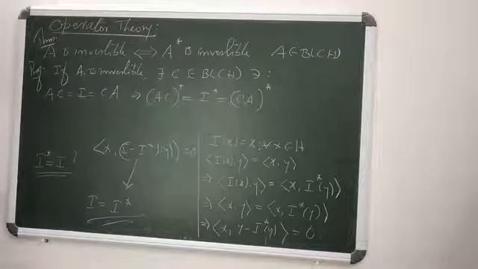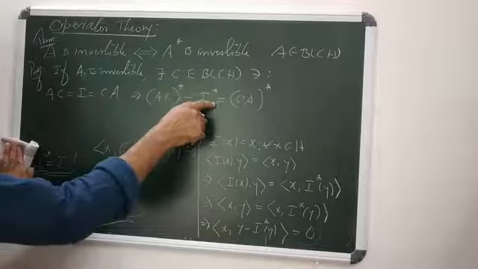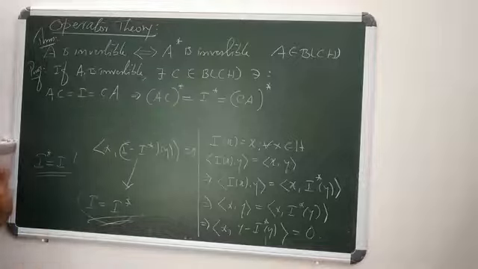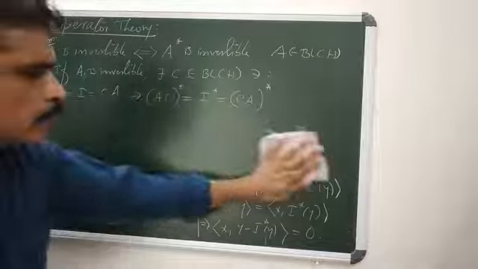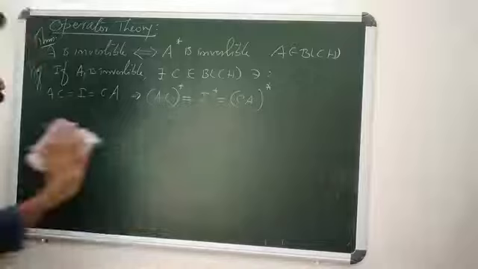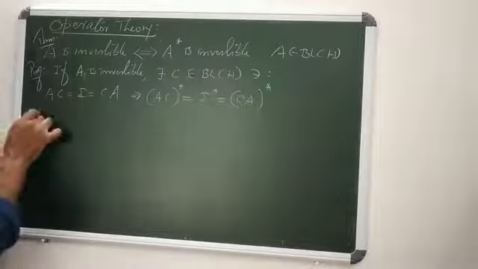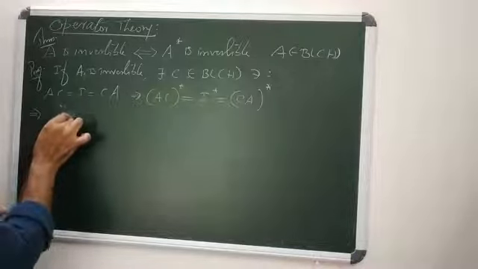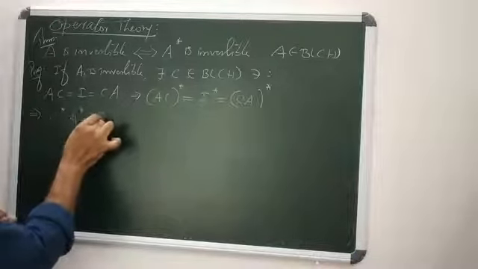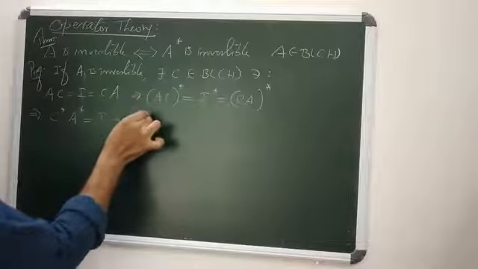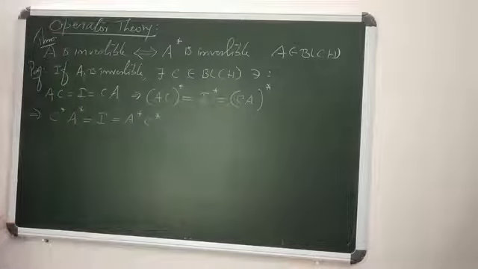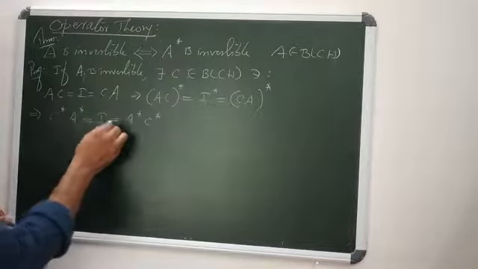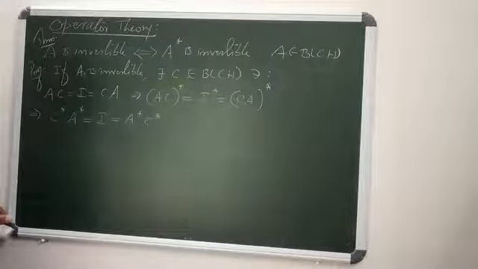Okay, so here we use this result. (AC) star equals I star equals A star. But what is I star? We proved I star equals I. So this becomes (AC) star. We know (AB) star is B star A star. So it is C star A star equals I equals A star C star, that is, (CA) star. So C star A star equals I equals A star C star.